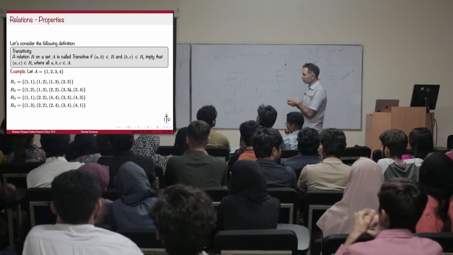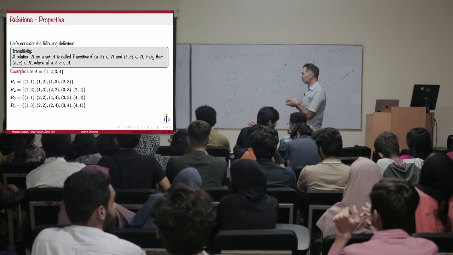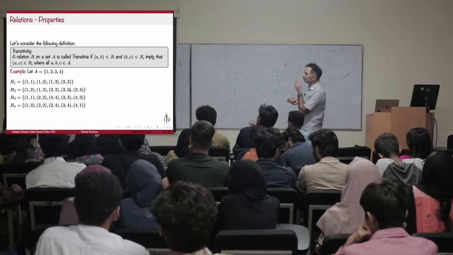Construct its diagram. Okay, so you have 1, 1, 1, 2, 1, 3, then 2, 3.